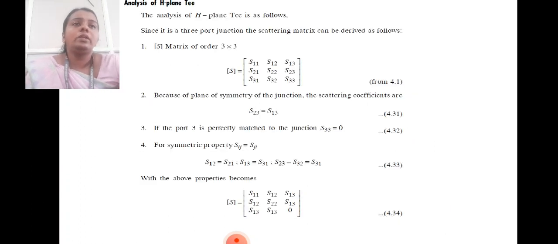So now the analysis of the H-plane T. Similar to the E-plane T, this H-plane T is also a 3-port junction.